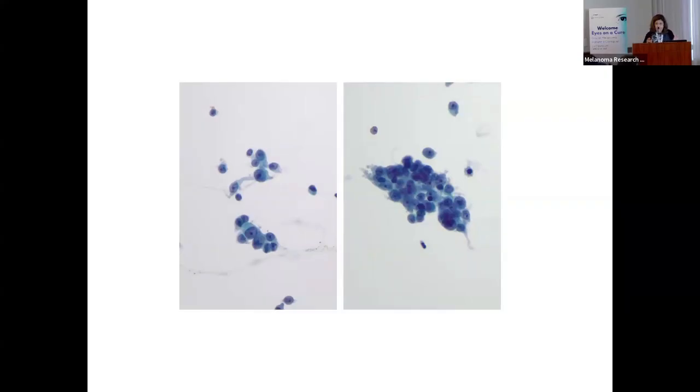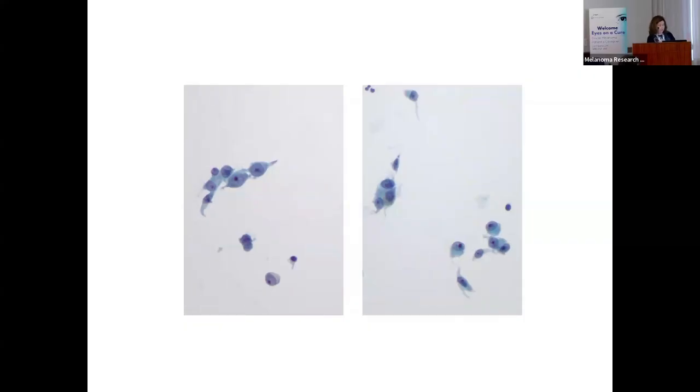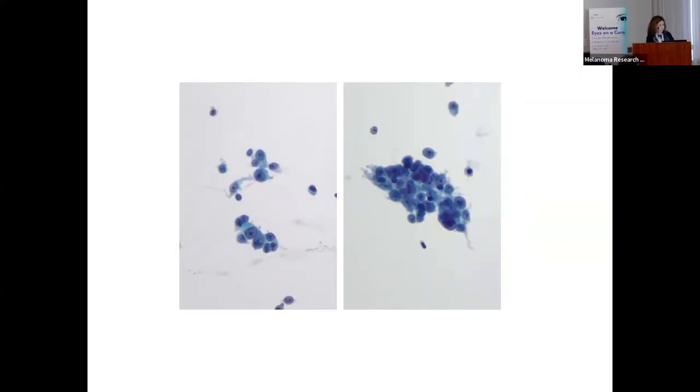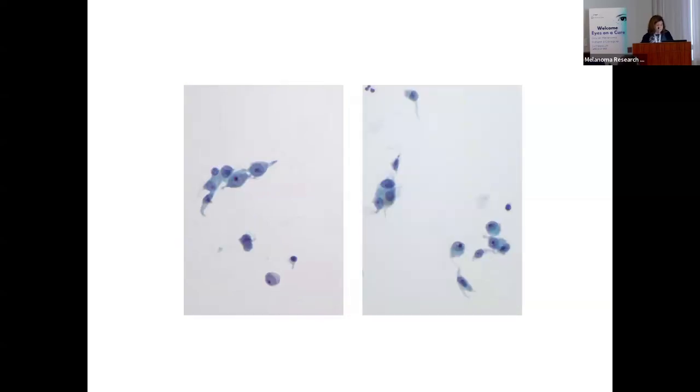Now this one has more rounded cells, very few spindled cells and no pigment. So this one was a little bit harder, but in that field, let's actually go back. There's 50 or so cells over here, a few less over here. Prominent nucleoli. You can see the round purple nucleus and then the denser area in the center. That's a nucleolus. Again, helpful. Most melanomas have prominent nucleoli.